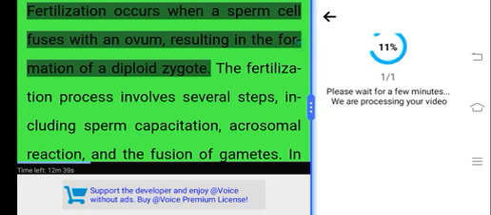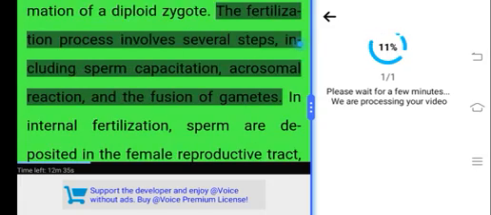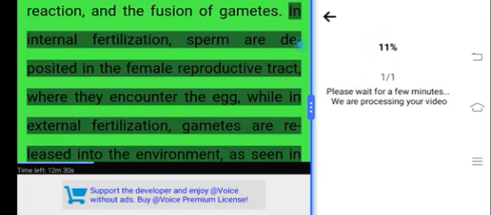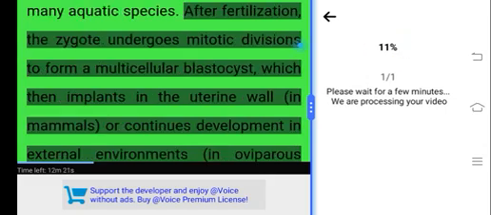Fertilization occurs when a sperm cell fuses with an ovum, resulting in the formation of a diploid zygote. The fertilization process involves several steps, including sperm capacitation, acrosomal reaction, and the fusion of gametes. In internal fertilization, sperm are deposited in the female reproductive tract, where they encounter the egg, while in external fertilization, gametes are released into the environment, as seen in many aquatic species. After fertilization, the zygote undergoes mitotic division to form a multicellular blastocyst, which then implants in the uterine wall in mammals, or continues development in external environments in oviparous species.